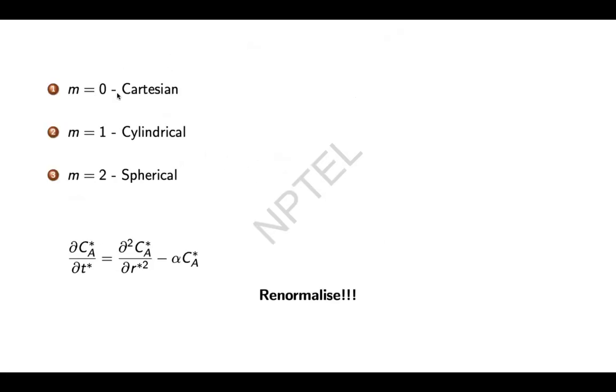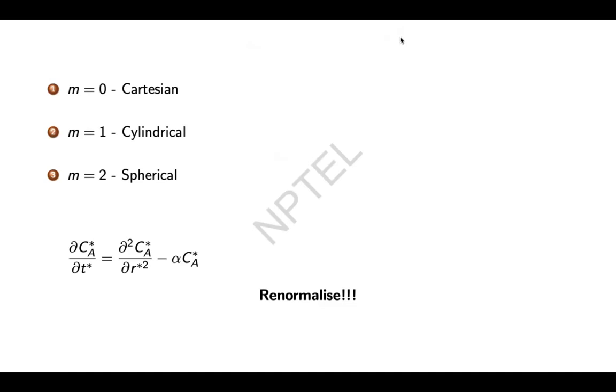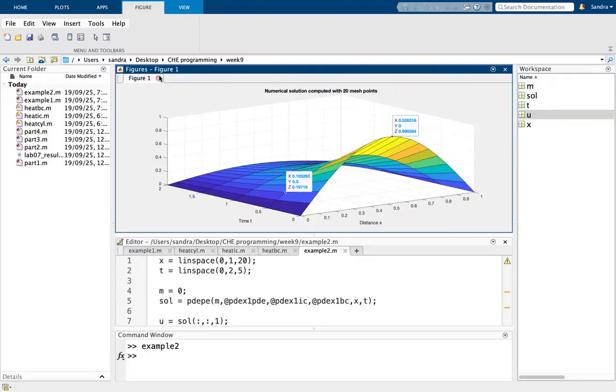When we are working with Cartesian coordinates, m is equal to 0. When you're working with cylindrical coordinates, m is equal to 1. And when you're working with spherical coordinates, m is equal to 2. This we've already seen in the PDE part. So now I'll quickly show you what the codes are, and then I hope you'll understand how the code has been written.